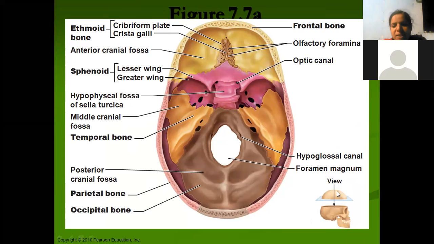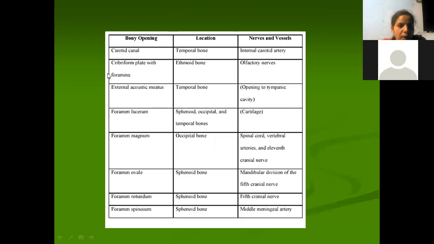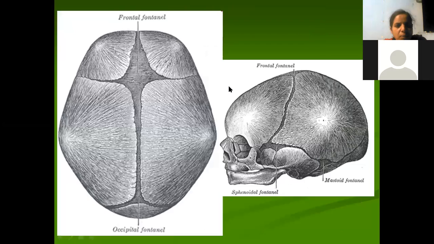Okay, see how nicely it is shown, like the skull cap is removed and you are now seeing this view, that is the cranial cavity. In this, what are the foramina, what are the structures passing through? We have discussed anyhow, but still.